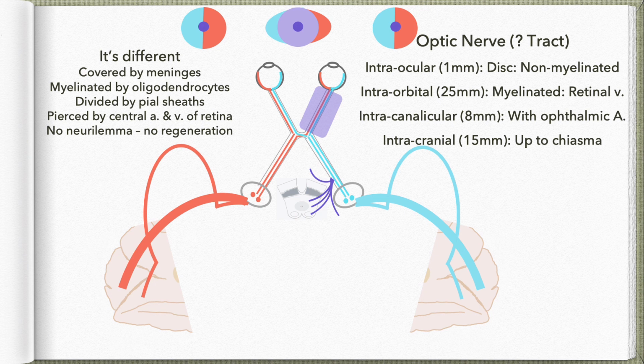Fourthly, this nerve stands out differently from the rest of the peripheral nerves because right in the center of this nerve, we see the sections of the central artery and central vein of the retina. In fact, that is one of the ways in which we identify this section under the microscope. And the nerve fibers in the optic nerve do not have neurolemma. So if there is injury to the nerve fibers, there is no regeneration. So in all these ways, the optic nerve differs from other peripheral nerves, and moreover, it resembles a central tract. So it is more likely to be called a tract rather than a nerve.